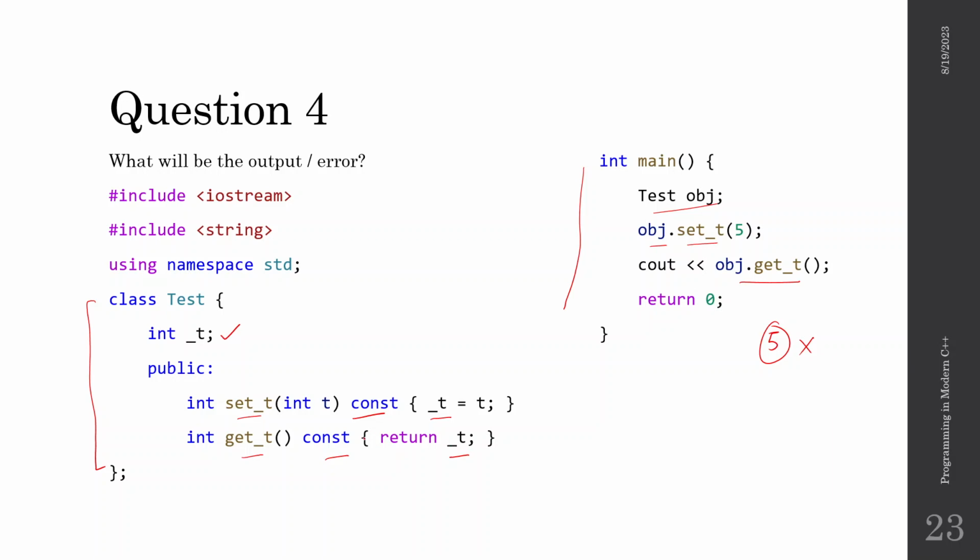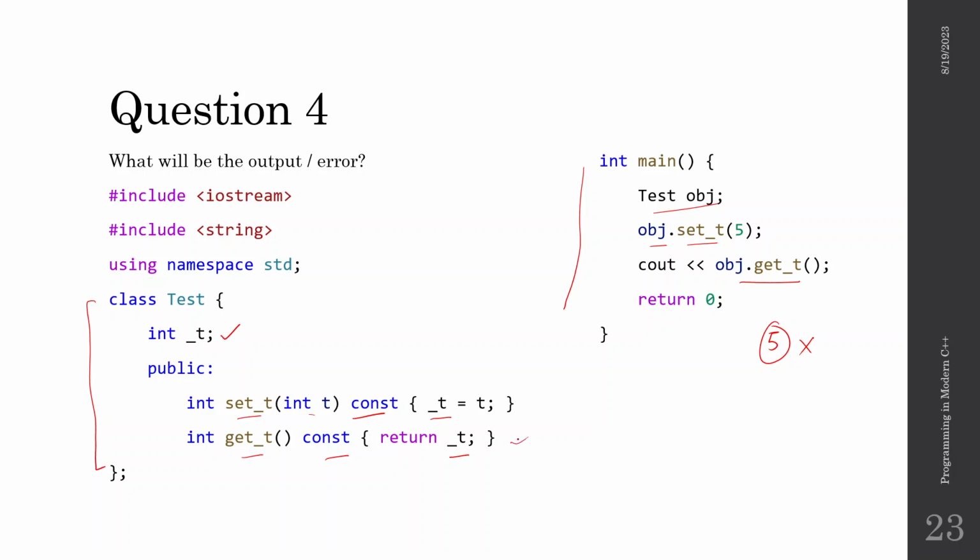Okay, so what it means is that if we write the const keyword after the argument list, so this is the argument list of the function, right? And after the argument list, if we write const, it means that this function cannot modify the class, it cannot change the state of the class.